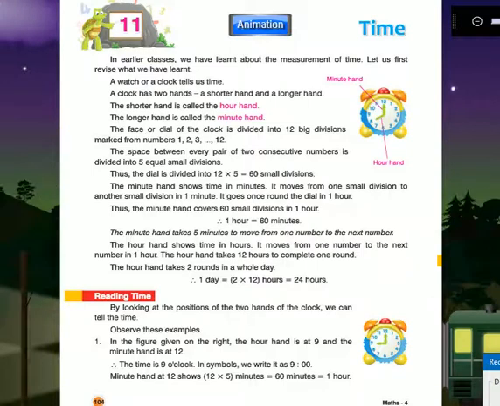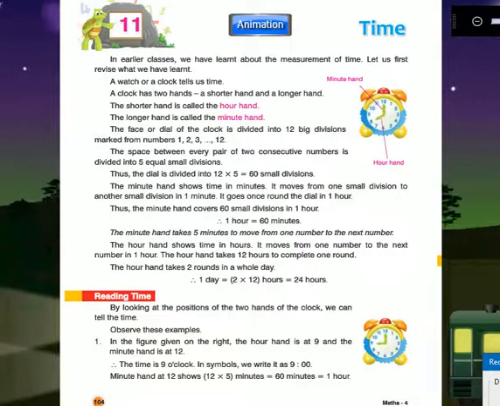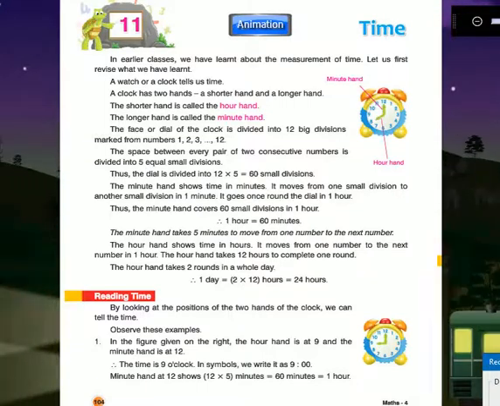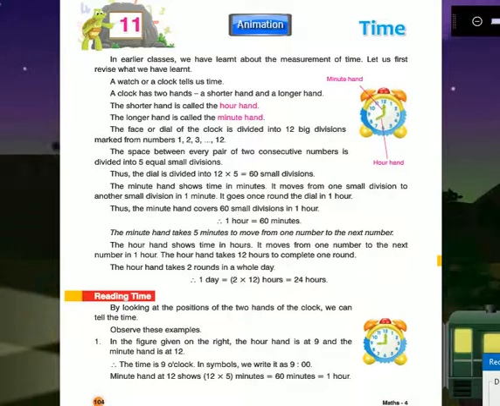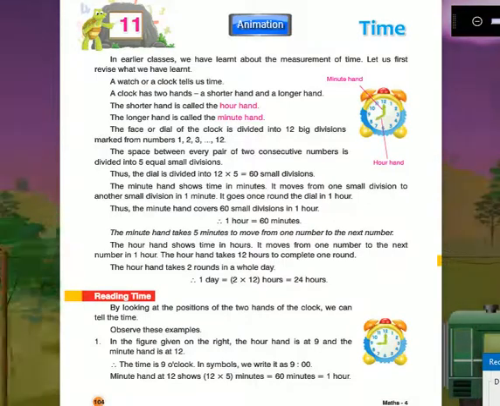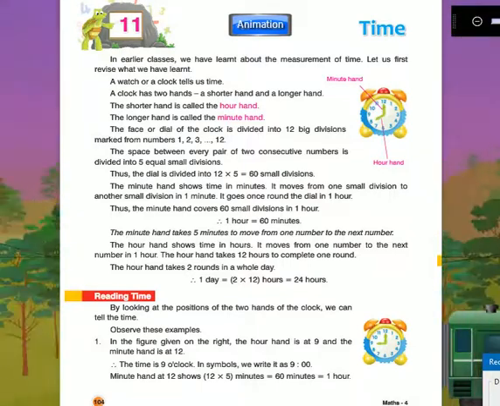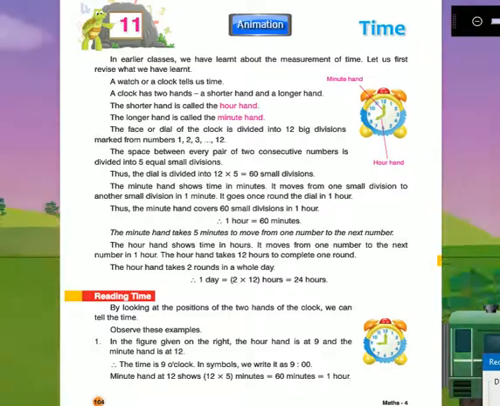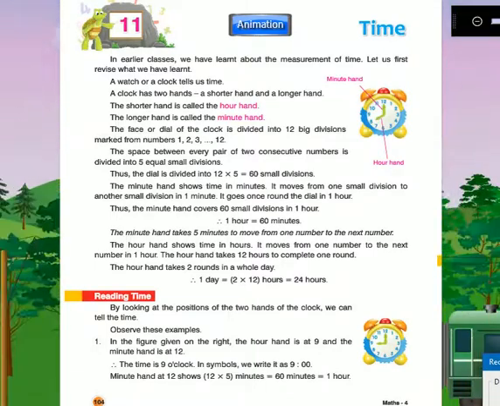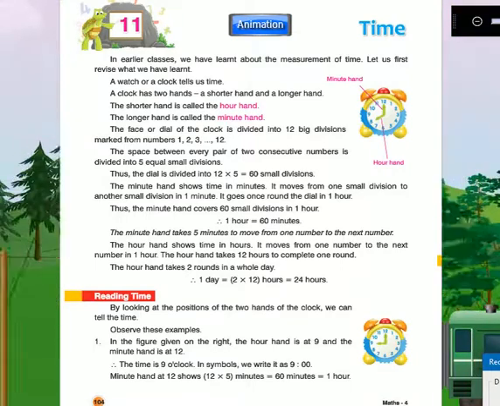The face or dial of the clock is divided into 12 big divisions marked from numbers 1, 2, 3 till 12. The space between every pair of two consecutive numbers is divided into 5 equal small divisions. Thus, the dial is divided into 12 into 5, which is equal to 60 small divisions. The minute hand shows time in minutes. It moves from one small division to another small division in 1 minute.